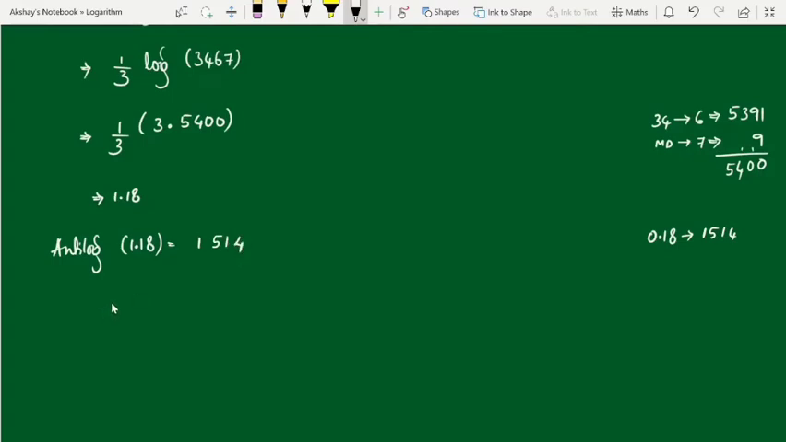Next, what is our step? After the first digit, put the decimal sign, into 10 power. The characteristic 1 we have to place here. So 10 power 1 is nothing but 10. So 1.514 into 10, or 15.14, is the answer. Clear? Are you following or not? That means if you multiply 15.14 three times, you are going to get the given value 3467.